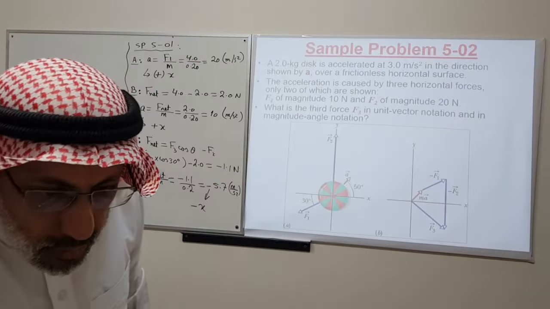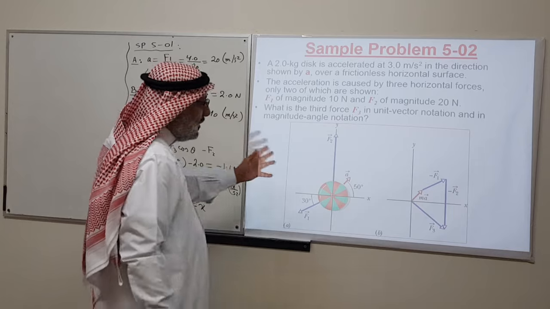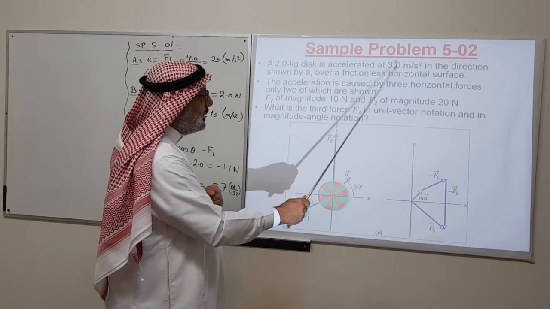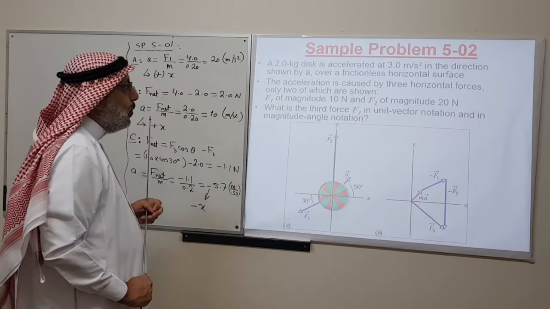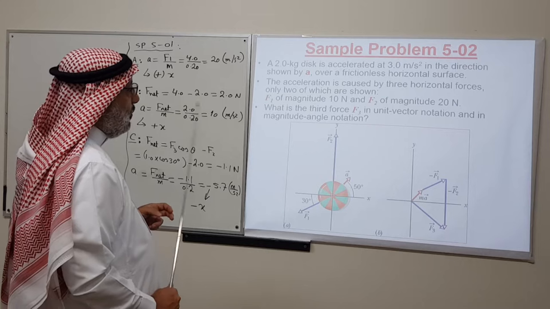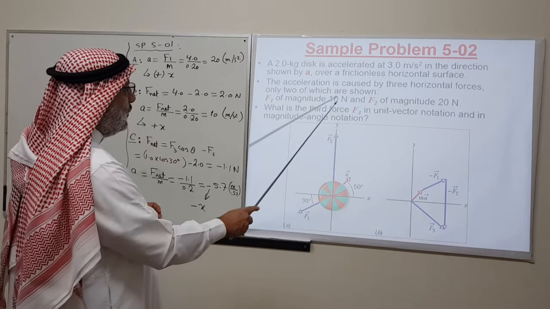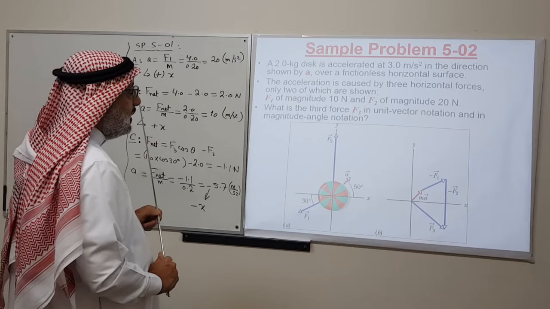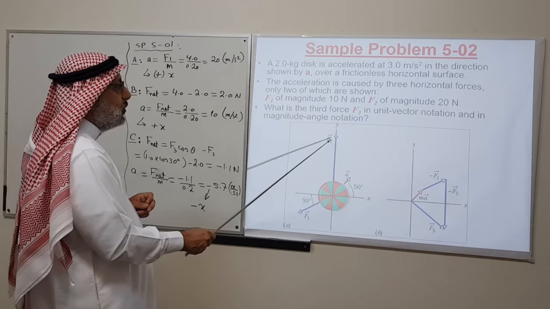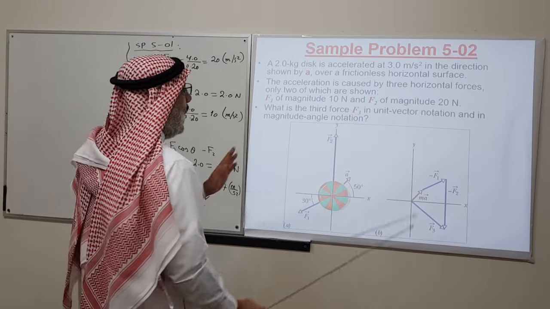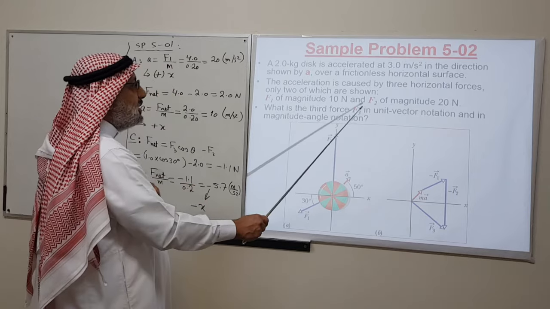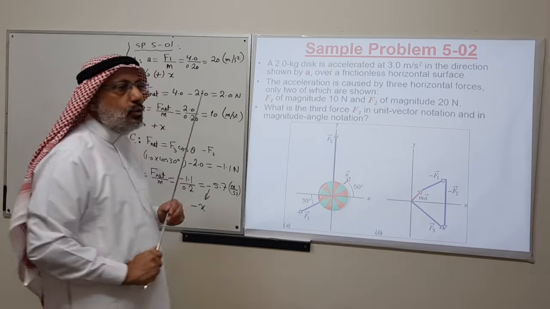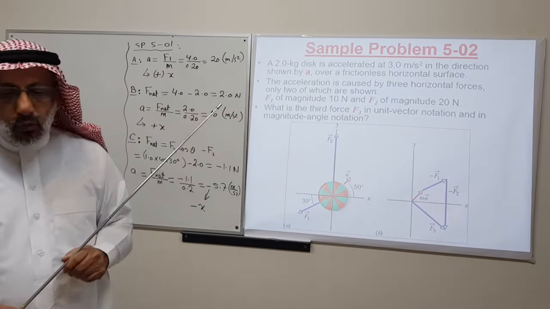Now let's come back to this disk. We said that we apply three forces, and as a result of them, we have an acceleration of 3 meters per second squared in that direction. We are given two of the forces. Force F1 has a magnitude of 10 newtons, making an angle of 30 degrees below the negative x-axis. The other force, the second force, is force F2, magnitude 20 newtons, along the positive y direction. What is the third force that, when added to these two, will give us the acceleration that we have in here? So we have to find the third force.